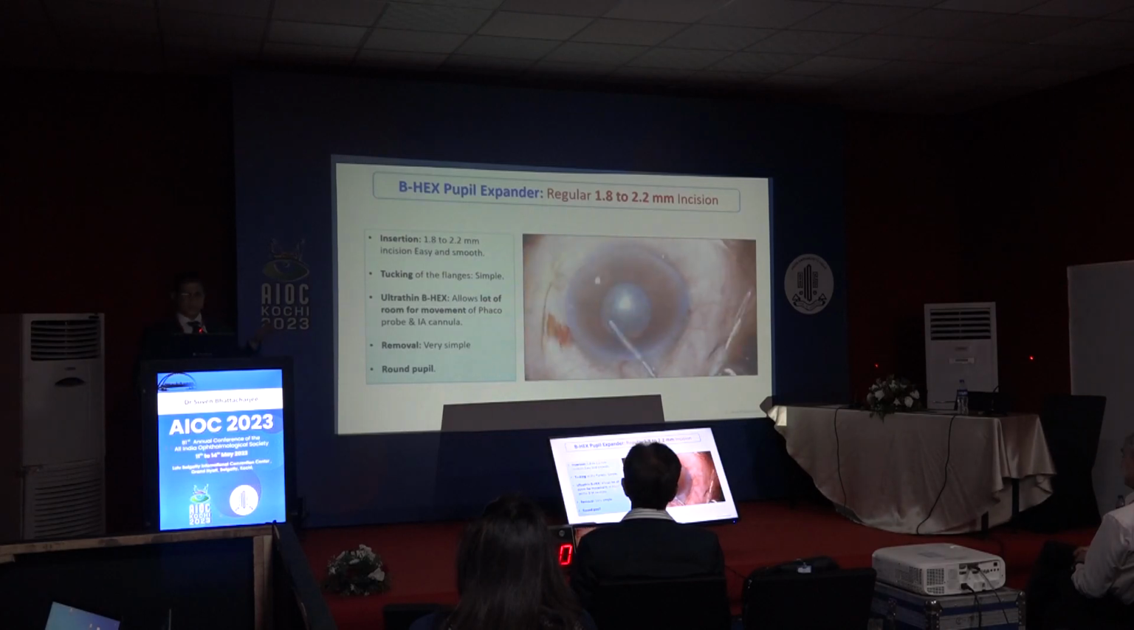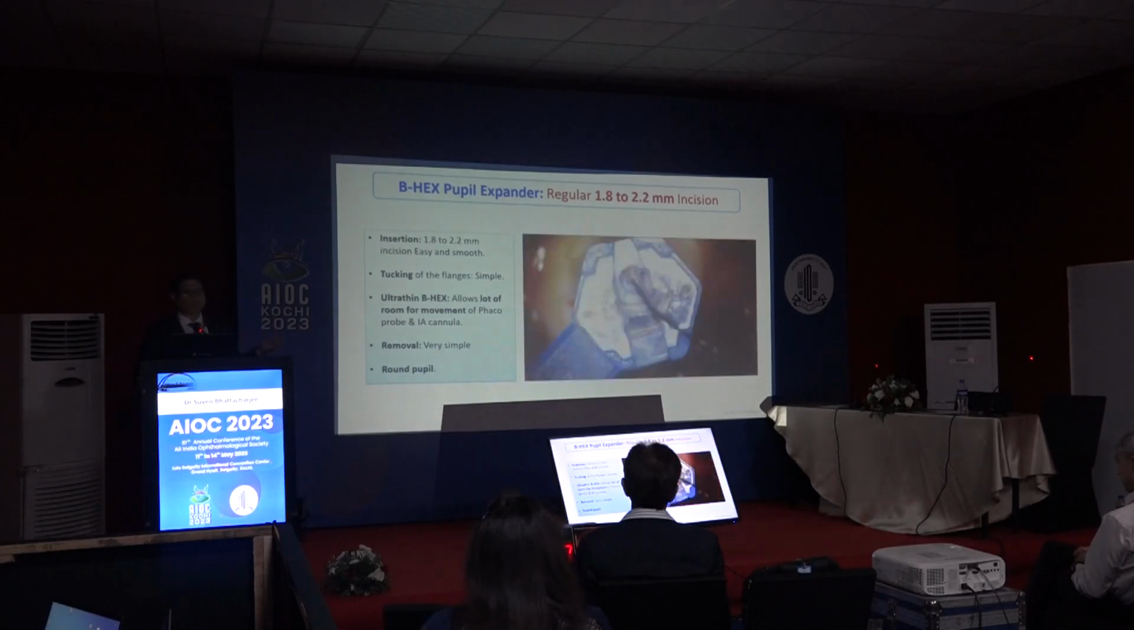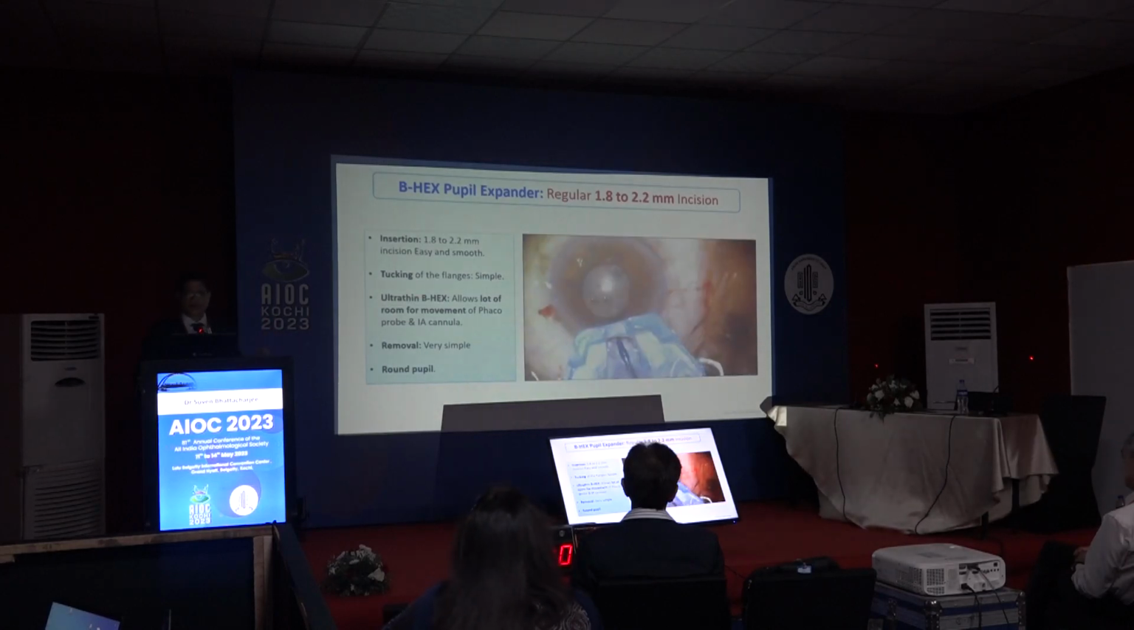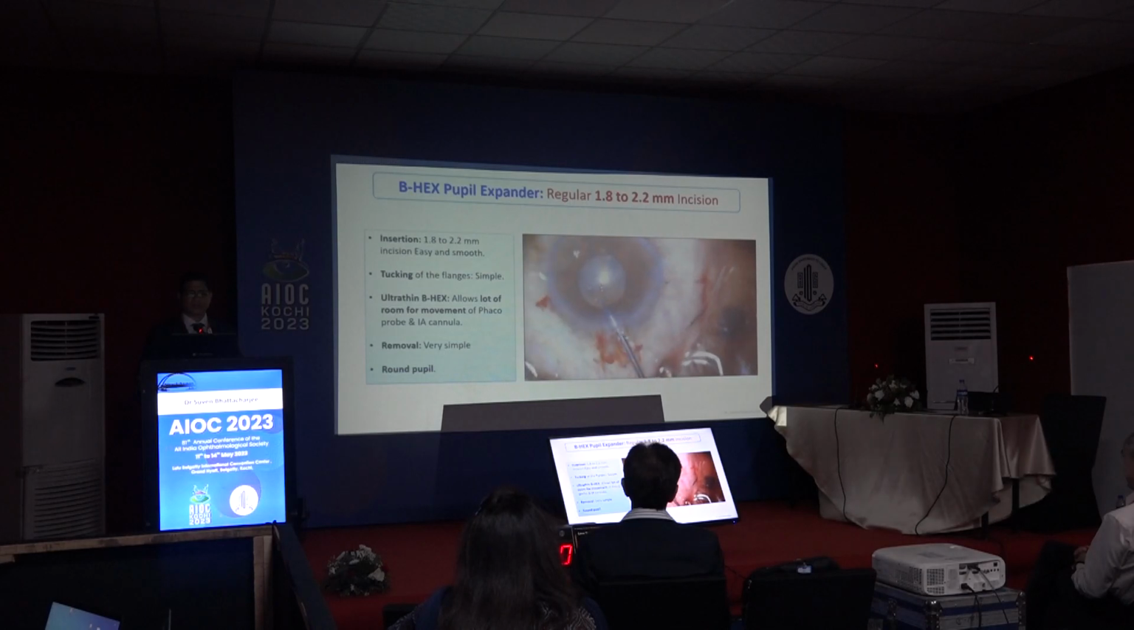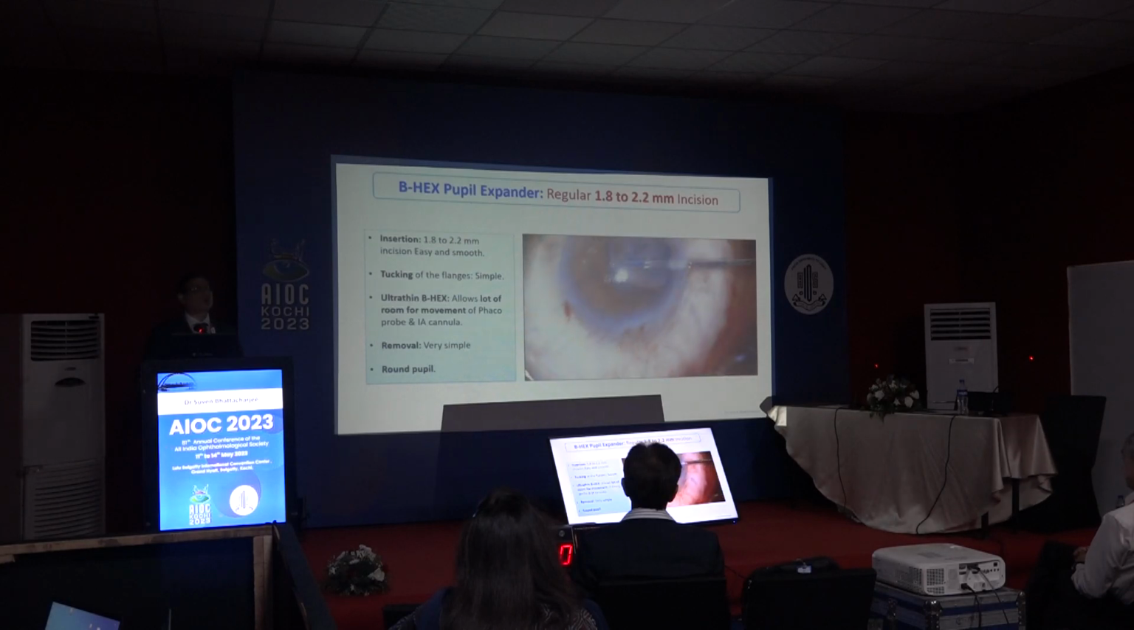Actually, this was my presentation in ASCRS recently. And it is for a 1.8 to 2.2 incision, it just walks in. A little bit of visco in the device over there, hold it by the middle of the flange and just draw it inside. It just glides into the anterior chamber. Tuck alternate flanges under the pupil margin, and you have a wonderful 5.5 millimeter hexagonal pupil.